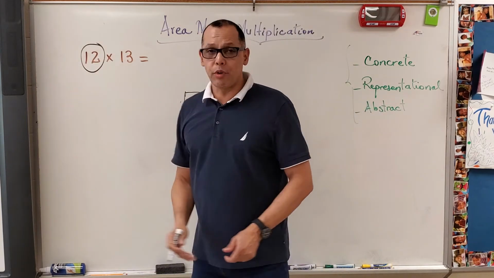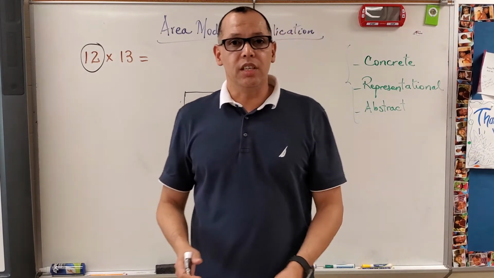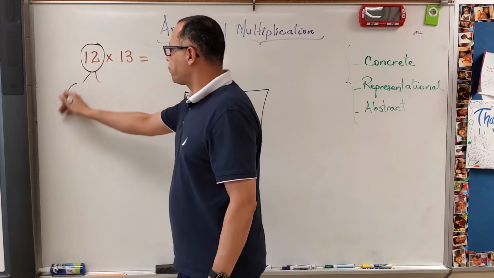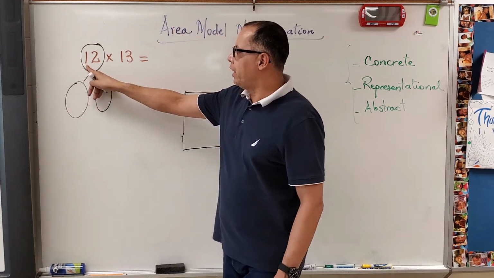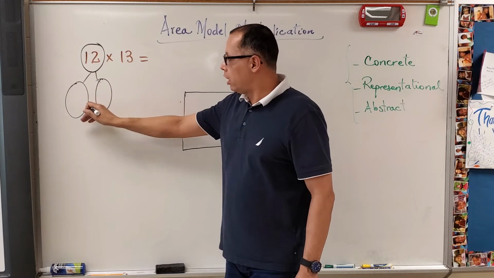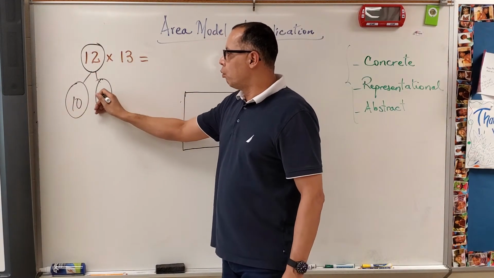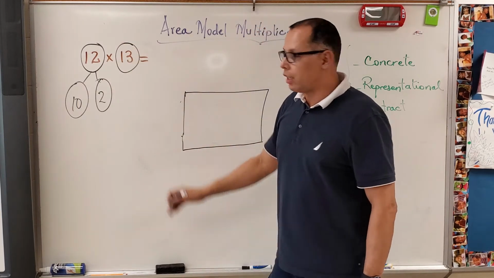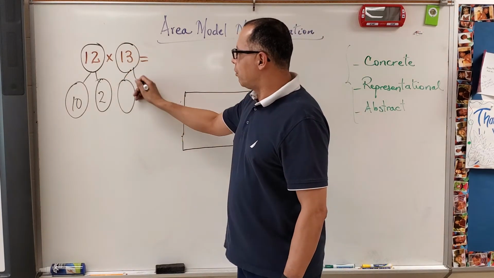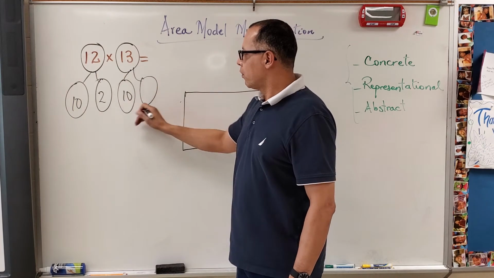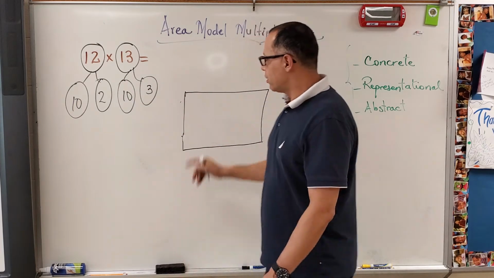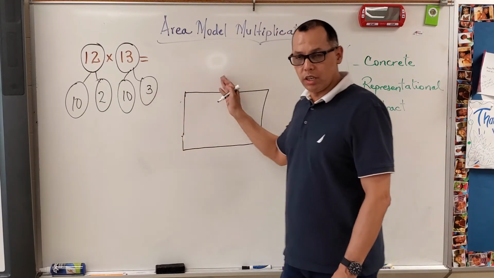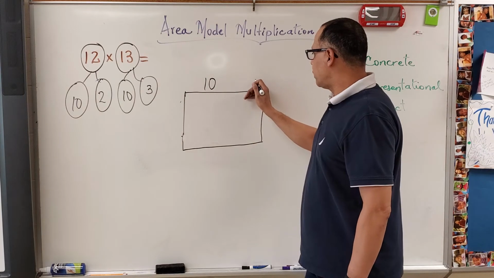So for that, I'm going to use a strategy that is called the number bond. So how do I use a number bond? It's easy. 12 is made up of 1 ten and 2 ones. 13, I'm going to use my number bond again, is made up of 1 ten and 3 ones. Since this dimension is longer, I'm going to put my greater number on the top. 10 and 3.